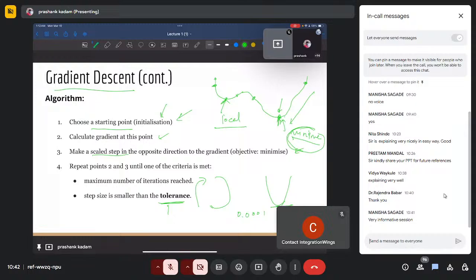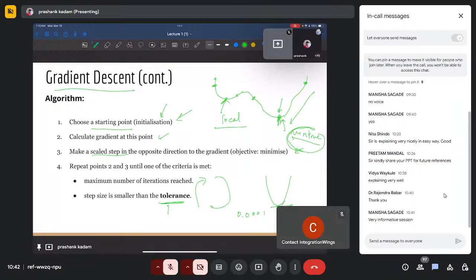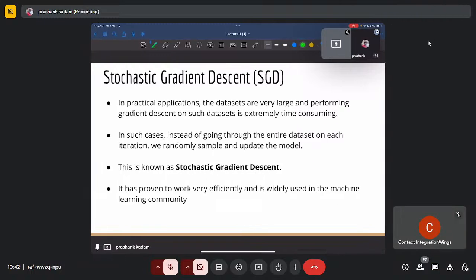So that's why it is important to run gradient descent from multiple starting points within the curve. Now, this process is not practical when it comes to real world problems. This is not at all practical.